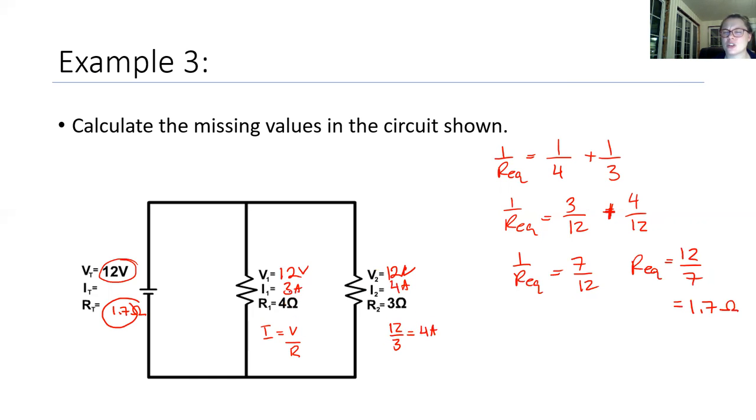I already told you that current has to add up. 3 plus 4 gives me 7. 12 divided by 7 equals 1.7. So that's a way to practice your equivalent resistance, and then you can actually use your math to double check it. All right. Adding parallel circuits is probably one of the most challenging pieces of the electrical math. The rest of it's all easy stuff, just using E equals IR for the most part.